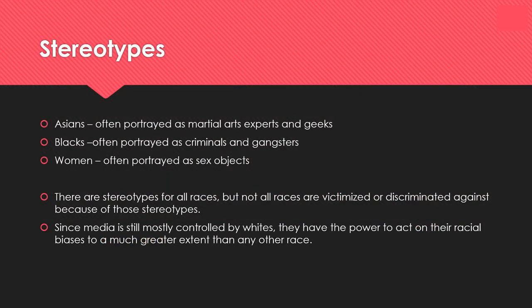Examples of stereotypes are things like Asians often portrayed as martial arts experts and geeks. Black people are often portrayed as criminals and gangsters. Women often portrayed as sex objects. There are stereotypes for all different races, but not all races are victimized or discriminated against. And one reason behind that is that a lot of media is still controlled by white people. So when they do nowadays start introducing more female directors and more directors from different ethnicities, that should start to filter out, but it's still widely dominated by white people.